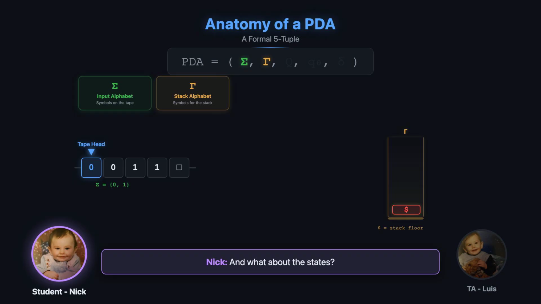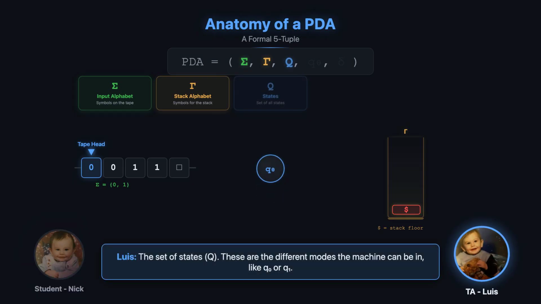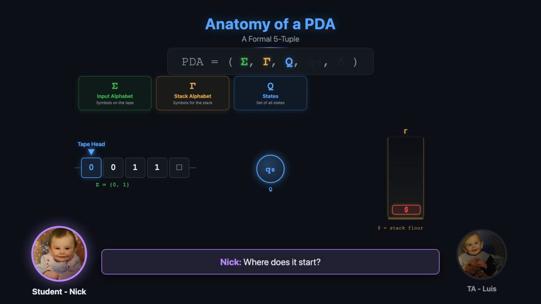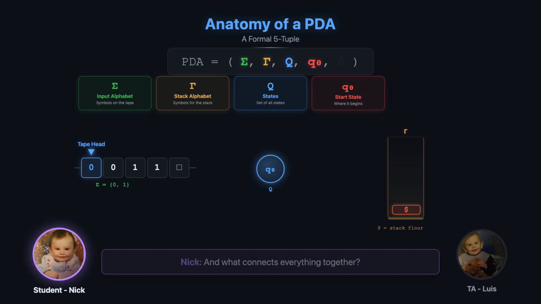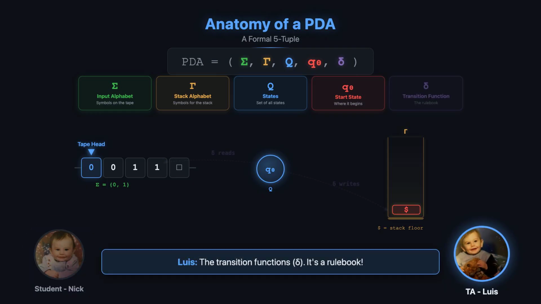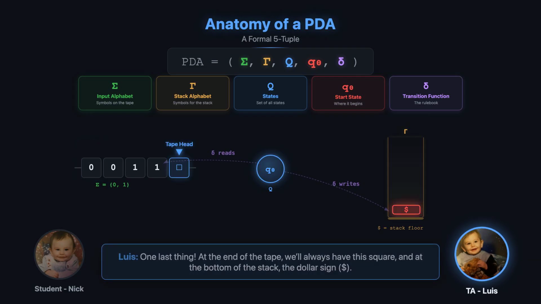And what about the states? The set of states. These are the different modes the machine can be in, like Q0 or Q1. Where does it start? The start state, Q0. That's where the machine will begin its computation. And what connects everything together? The transition function, just like a rulebook. One last thing, at the end of the tape, we'll always have the square, and at the bottom of the stack, the dollar sign, meaning it's empty.